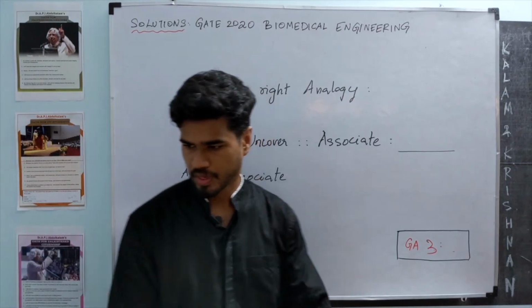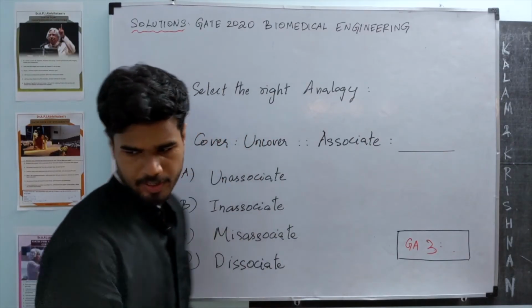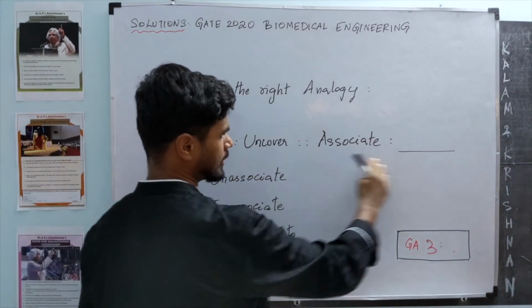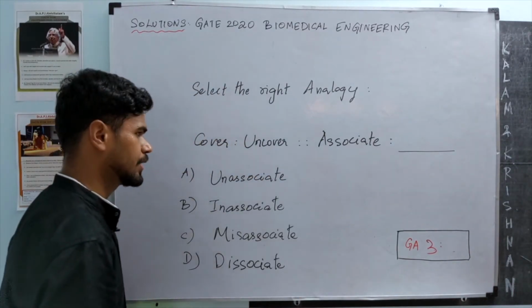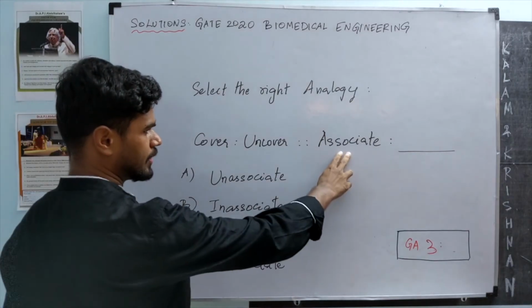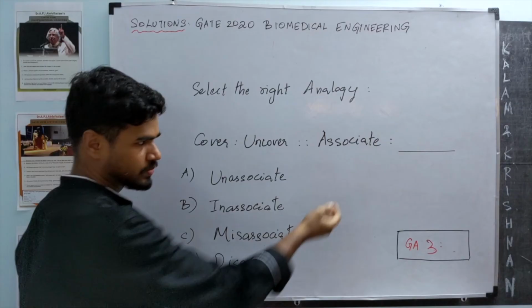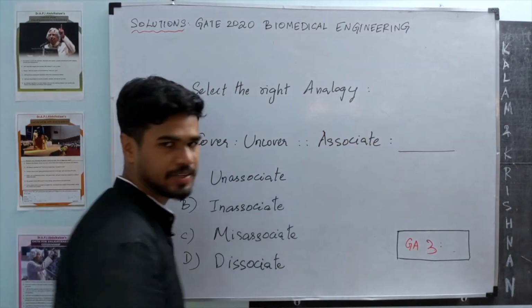Third question, select the word that fits the right analogy. Cover, uncover, associate, dash, okay? So given associate, we want to find the antonym. So for cover, uncover is the antonym. So we need to find the antonym for associate.